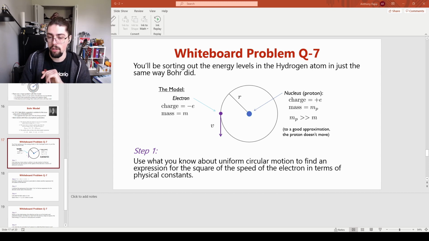We have a circle. We have a nucleus in the middle. We have an electron on the outside, and I'll label it electron. We'll just call this proton, just so we're on the same page, and I'll even do a P plus. Actually, P plus is fine. I was going to say positron, that's a different thing.